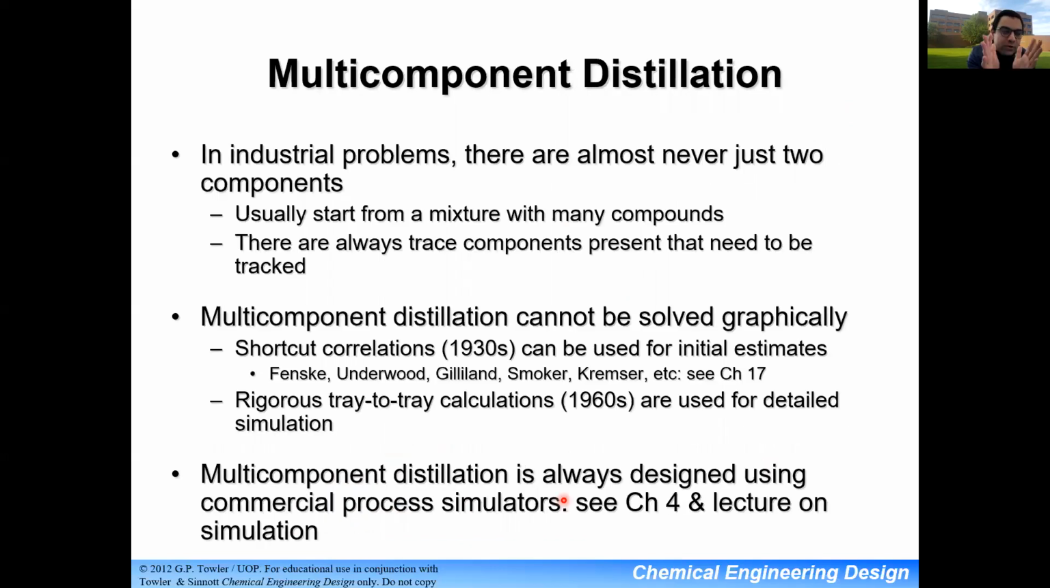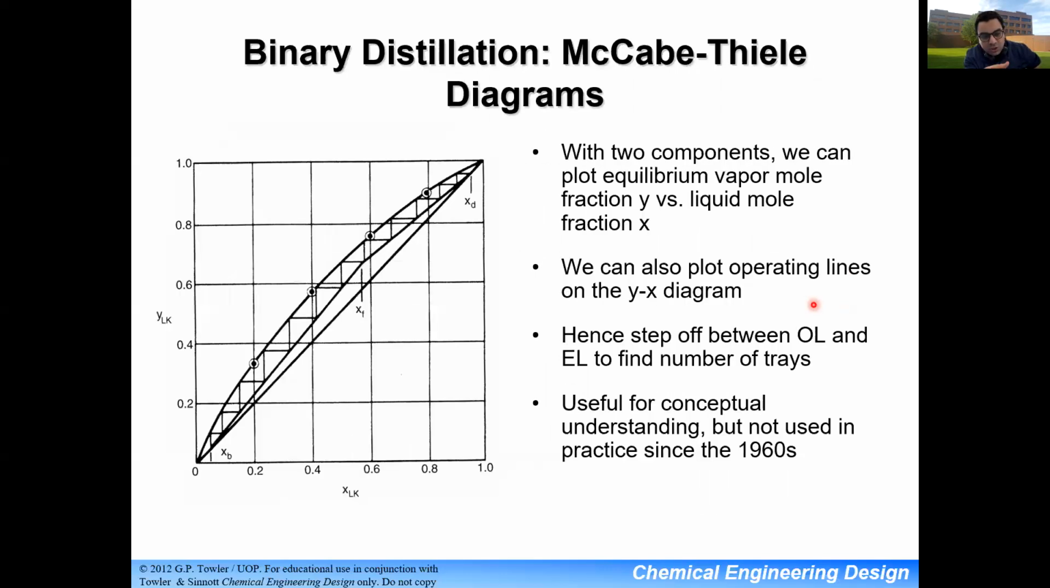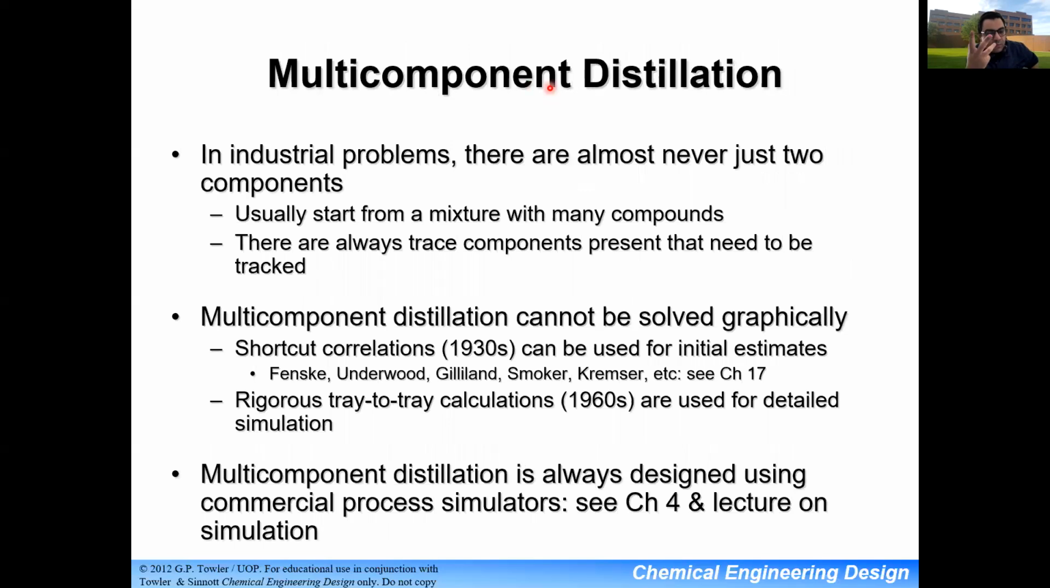Okay, so multi-component distillation, and this is the more common type of distillation in industry, as opposed to binary distillation where we only have two components. In industrial problems, there are almost never just two components. You usually start with a mixture with many components, and you need to be able to trace these components all the way to the end, right? And multi-component distillation cannot be solved graphically. Even though we've talked about McCabe-Thiele, which we're going to use to design distillation columns, this is only for binary distillation, right? Two species. When I have a bunch of them, you can't really do it graphically, right?